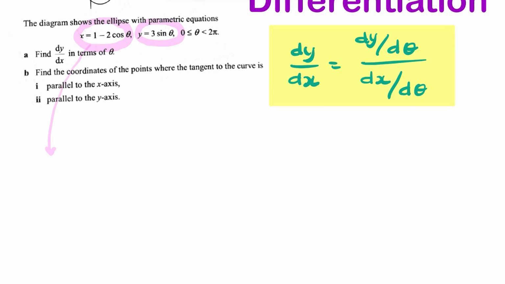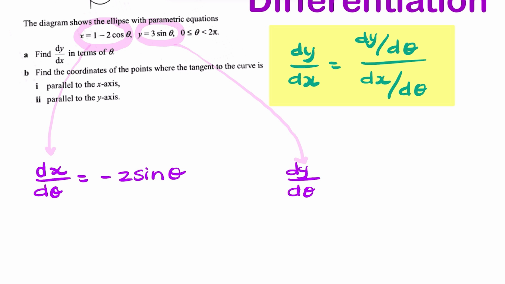So if you differentiate 1 minus 2 cosine theta with respect to theta, you'll have dx by d theta. The derivative of 1 is 0, and the derivative of cosine is negative sine. So you end up with negative 2 sine theta. And if we do the same for y by differentiating, dy by d theta, the derivative of a sine is cosine. So it's simply 3 cosine theta.